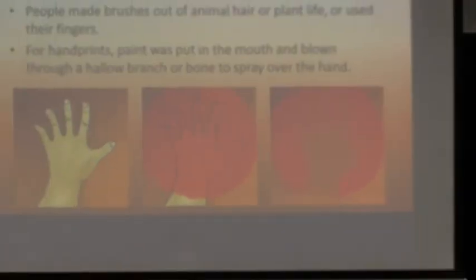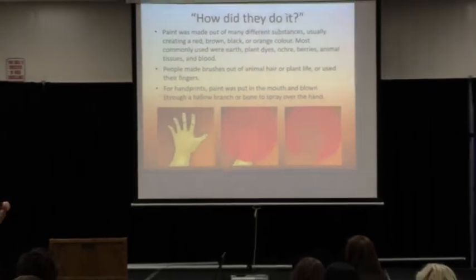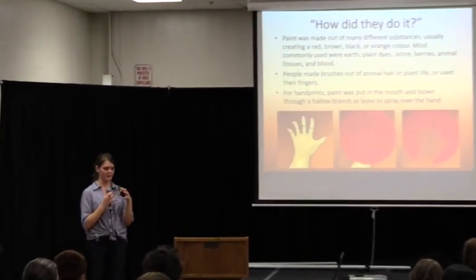Excuse me. So how did they do it? They would make paint out of a lot of different substances. Ochre, which is a kind of rock that you can grind down and turn into a paint really easily. Or dirt, or blood, or urine, which is gross, or berries, or anything like that. It would pretty much be whatever you could smear on a wall. Later on, they would start to make brushes out of animal hair or plant life. But really early on, for the handprints, they would hollow out a bone or a stick and put paint in their mouth and blow it through the stick.